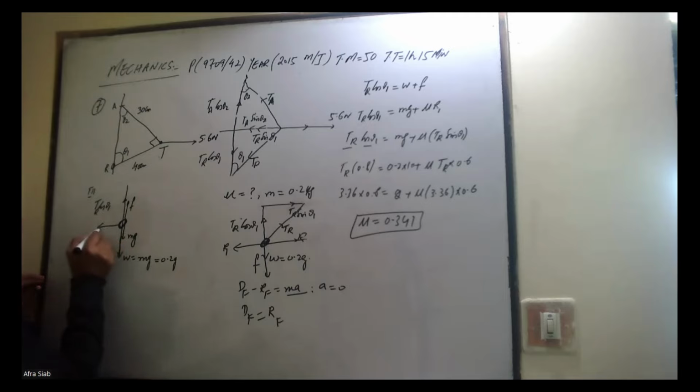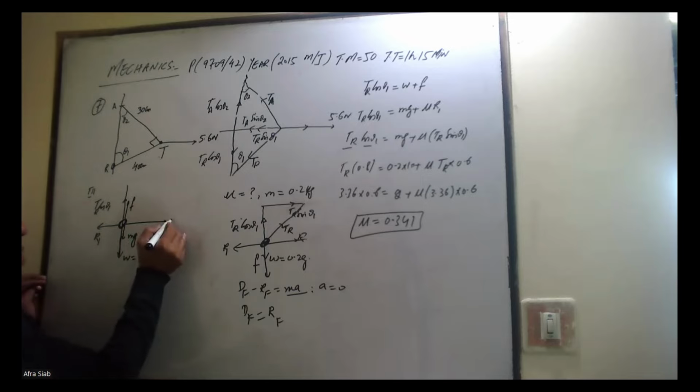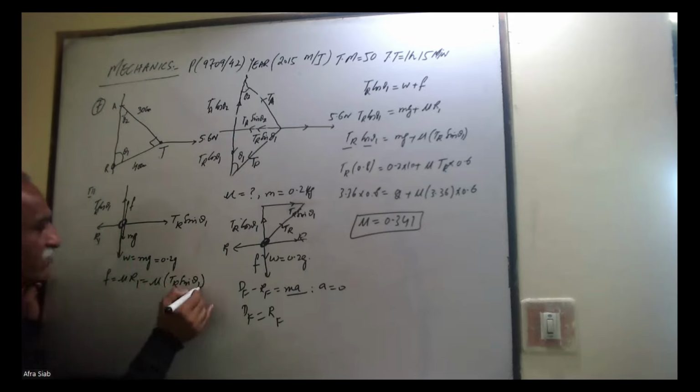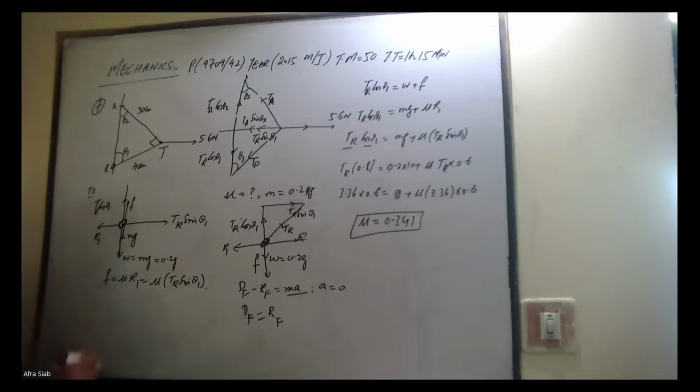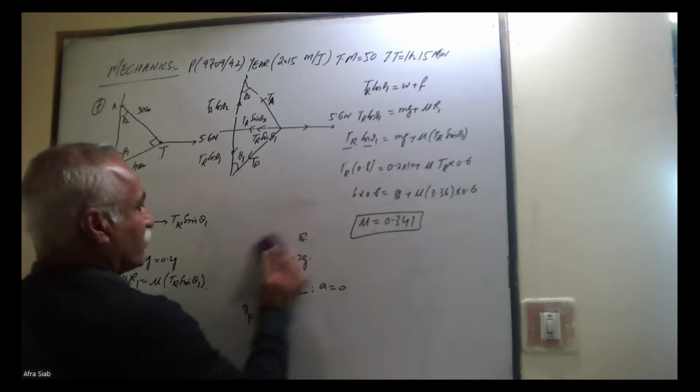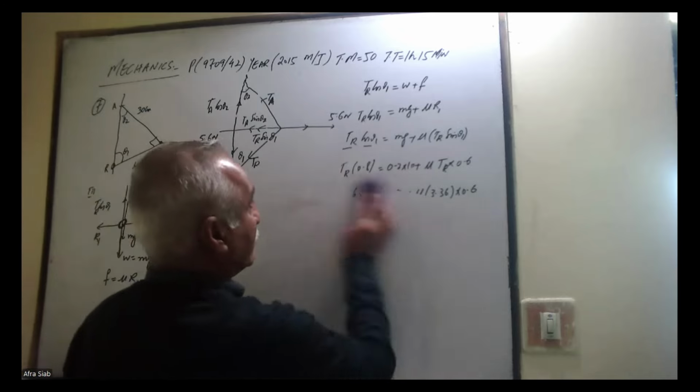Since here it is the normal reaction R1, which is being balanced by this force, that is equal to TR sine theta 1. And since frictional force is basically equal to mu R1, so it should be mu, and R1 is basically equal to TR sine theta 1. So by using all this information into this question, we are going to find out the value of m there.